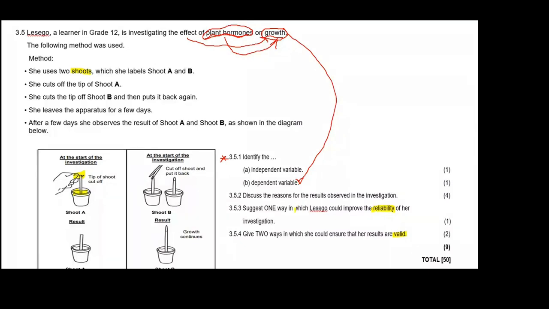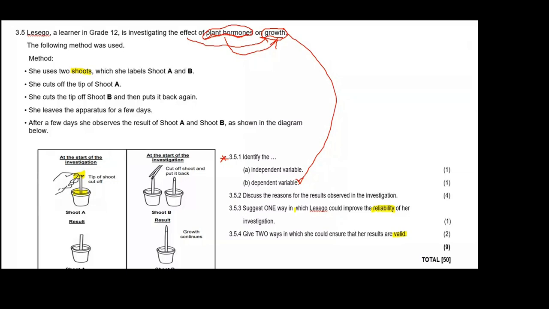When it comes to 3.5.3, I see Perseverance in the chat gave us the answer. Repeat the investigation and increase the sample size. Absolutely correct. When you are looking at reliability, repeat. So I always teach my learners: reliable, repeat. Make that a kind of rhyme in your head. Reliable, repeat, and increase the sample size. It's as simple as that. So 3.5.3, she could increase the sample size and repeat the investigation.